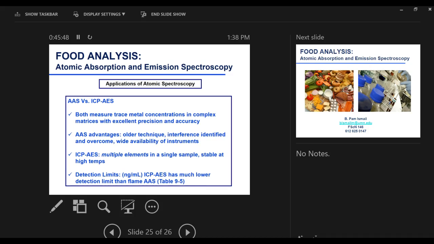That's it for atomic absorption. You guys are done.